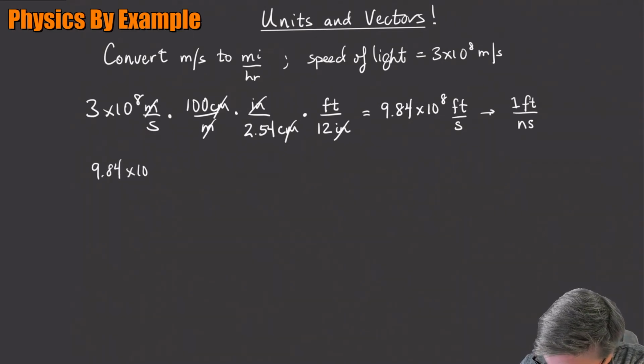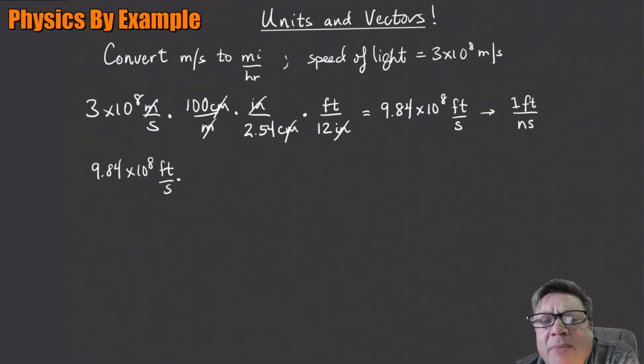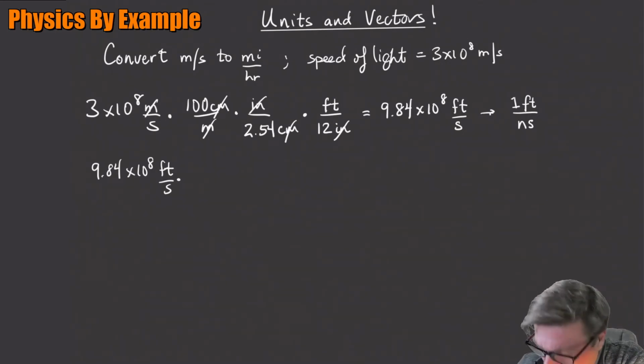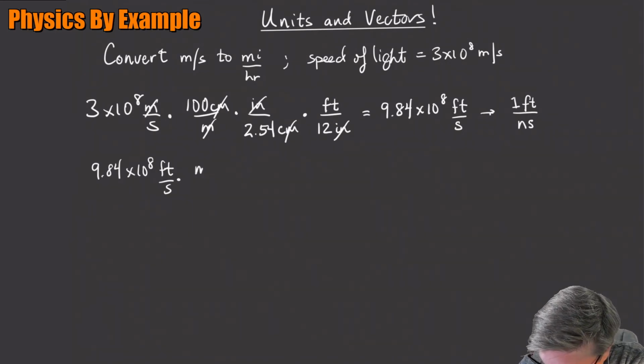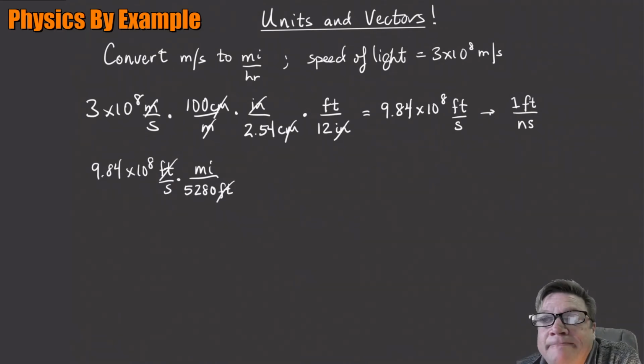Okay, so now that we have 9.84 times 10 to the 8th feet per second, remember what I want is miles an hour, right? So let's see, let's get feet to miles. So a mile is 5,280 feet. So that'll cancel. So that'll get me miles per second.